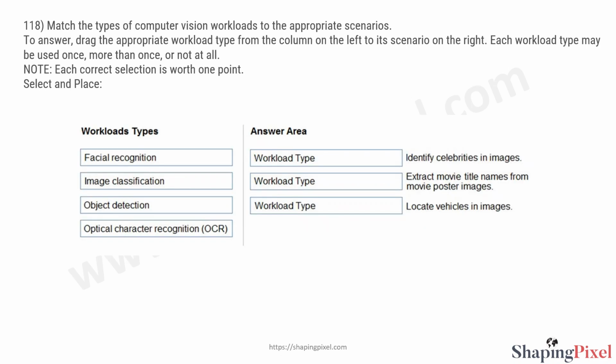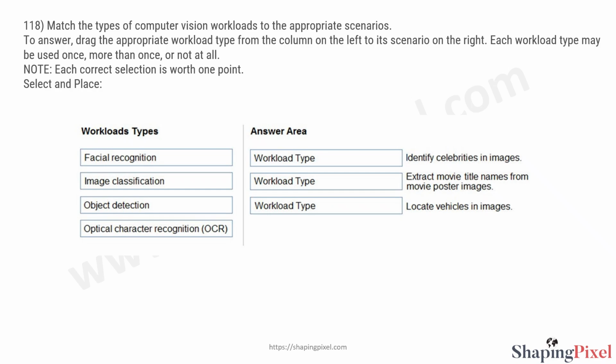Question number 118. Match the types of computer vision workloads to the appropriate scenarios. To answer, drag the appropriate workload type from the column on the left to its scenarios on the right. Each workload type may be used once, more than once, or not at all. Each correct selection is worth 1 point. So the workload types we have: facial recognition, image classification, object detection, optical character recognition, OCR.